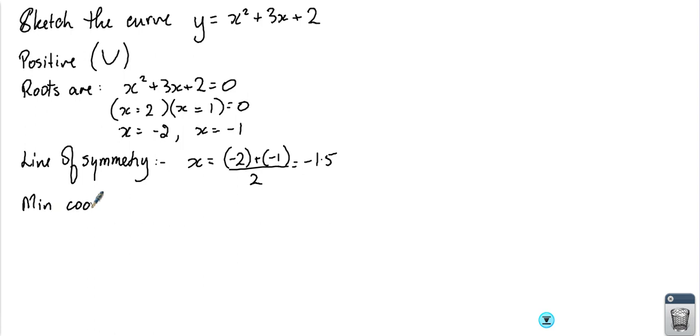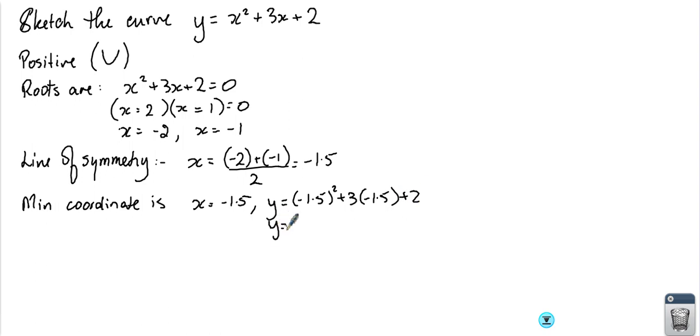The minimum coordinate is when x is minus 1.5. y is going to be minus 1.5 squared plus 3 times minus 1.5 plus 2. You work that out and it gives a value of minus 0.25. So the coordinate of the minimum is minus 1.5, minus 0.25. So now I can sketch the curve.